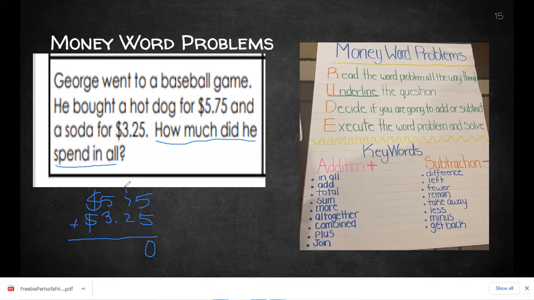Now what's 7 plus 1? 8. And what's 8 plus 2? 10. Now make sure to bring your decimal point straight down. What's 5 plus 1? 6. And what's 6 plus 3? 9.